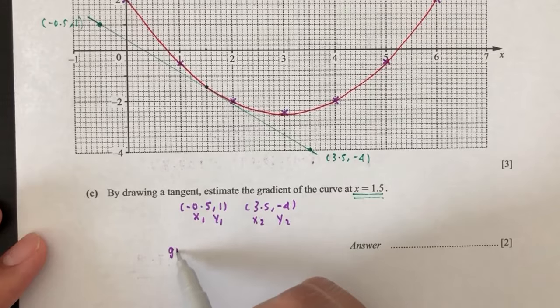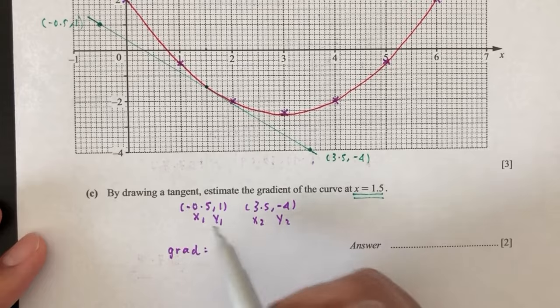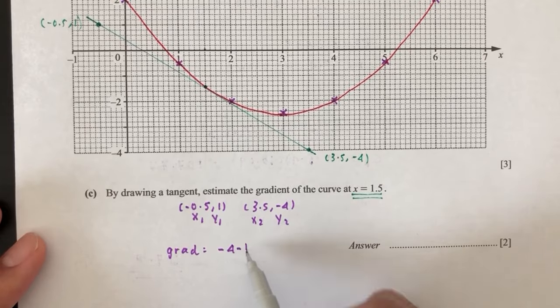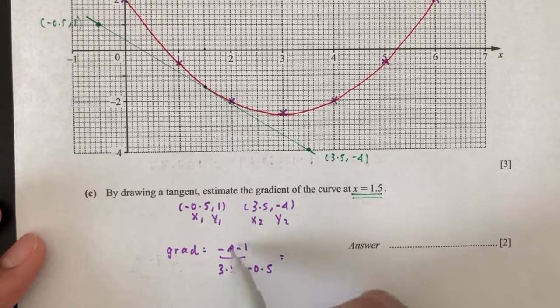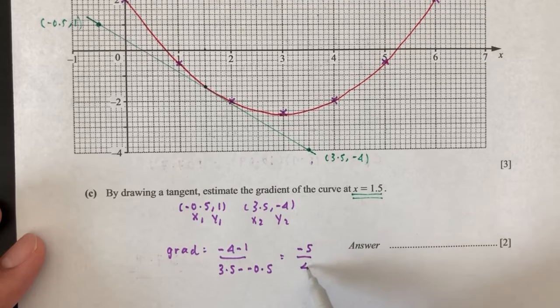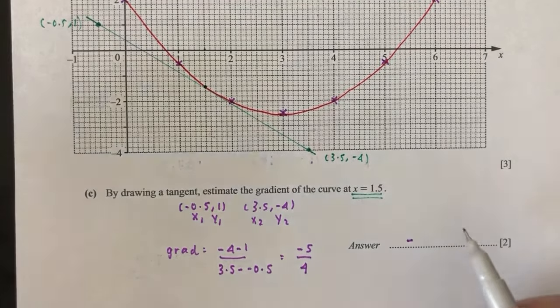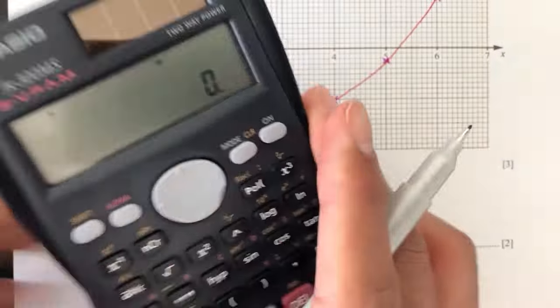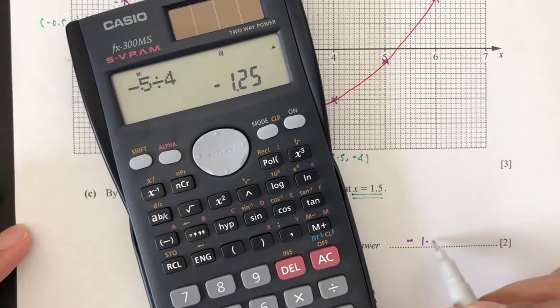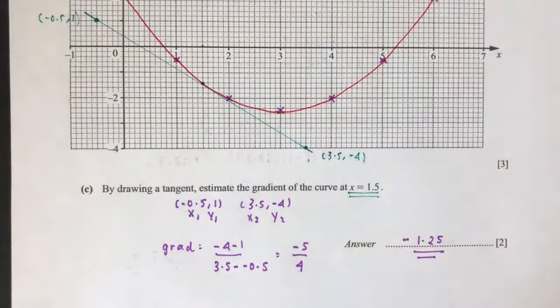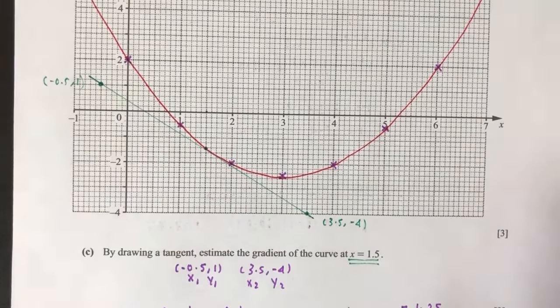So gradient will be equal to y2 minus y1, so minus 4 minus 1, divided by 3.5 minus 0.5. That will be minus 5 divided by 4, which is, let's find out. So minus 5 divided by 4, that will be minus 1.25 for the value of the gradient. Okay, so that is my answer for part C.